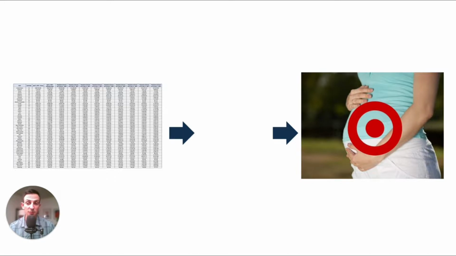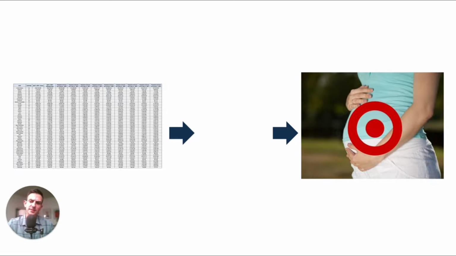In 2012, a dad wrote a letter to Target, an angry father, after his daughter got pregnancy coupons in the mail. Pregnancy coupons, diaper coupons, baby product coupons. Dad was furious. He asked Target, hey, why did my daughter receive this? And Target said, well, it's because your daughter's pregnant.